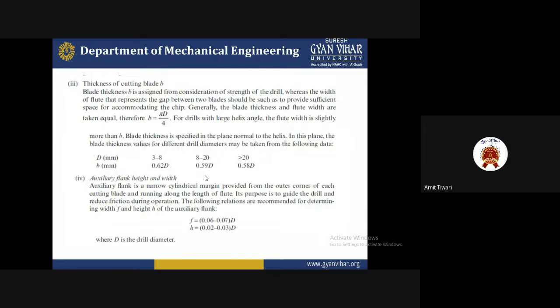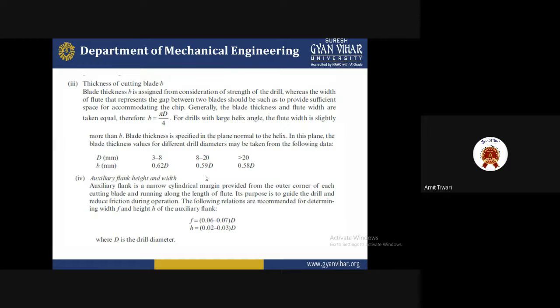That is the thickness of the cutting blade, B. The blade thickness B is assigned from the consideration of the strength of the drill, whereas the width of the flute, which represents the gap between the two blades, should provide sufficient space for accommodating the chip. Generally the blade thickness and the flute width are taken equal. Therefore, B is equal to pi D divided by 4.